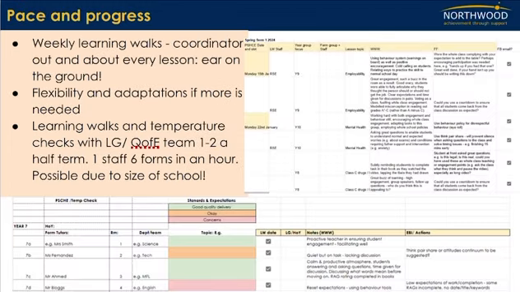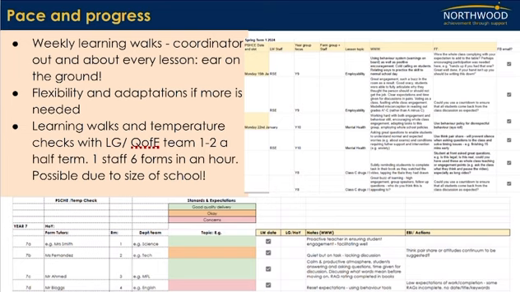And then finally, to improve pace and progress, obviously the weekly learning walks are really important. I'm out and about every lesson. My ear is on the ground. I can see what needs to be adapted, maybe where optional tasks need to be put in, or where curriculum resources need to be updated. This also gives us flexibility and adaptation if more is needed.